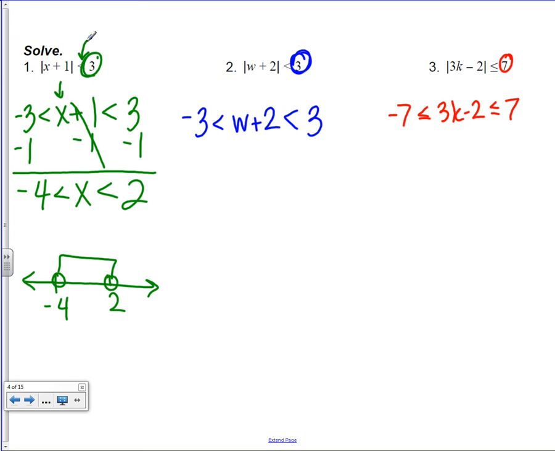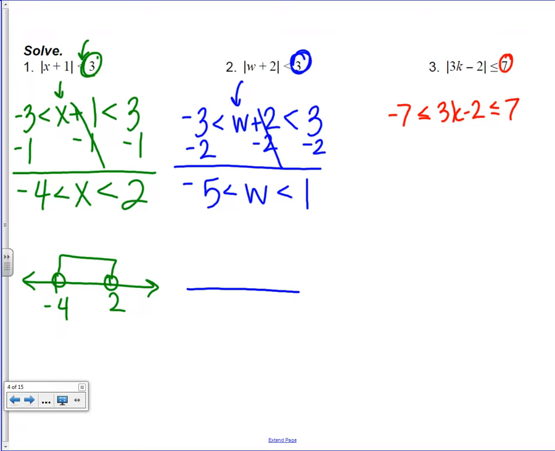Number 2, I need to isolate the w in the middle. So I need to subtract 2 everywhere. I get -5 is less than w is less than 1. The w is by itself in the middle, so I'm now ready to graph. My critical numbers are now -5 and 1. They both get open circles, and because the w is in the middle, we shade in the middle.